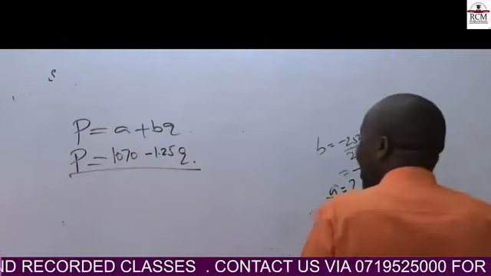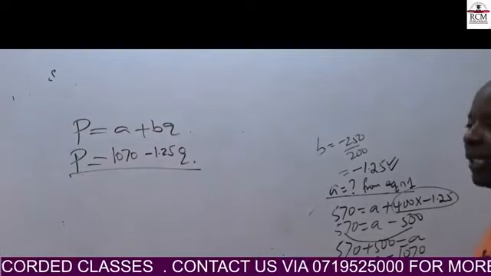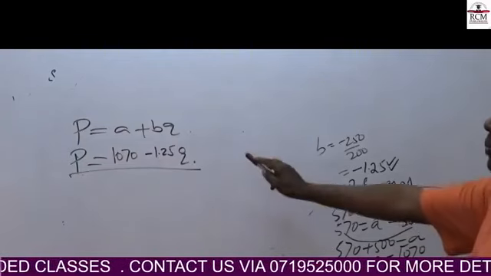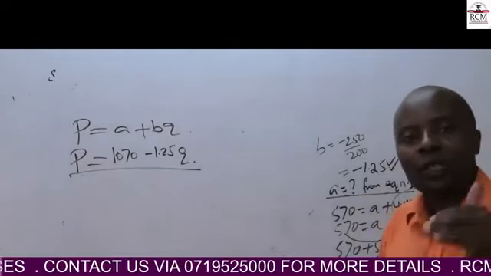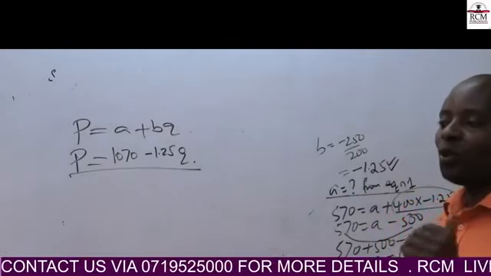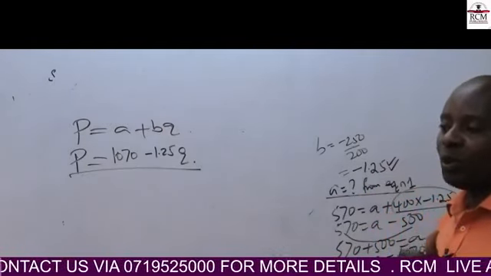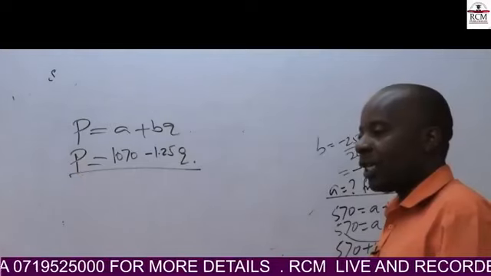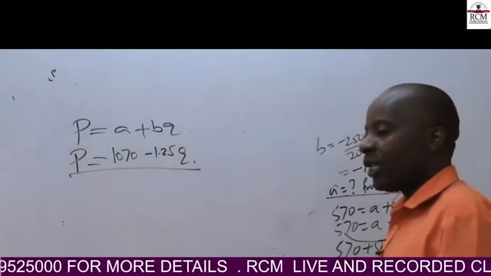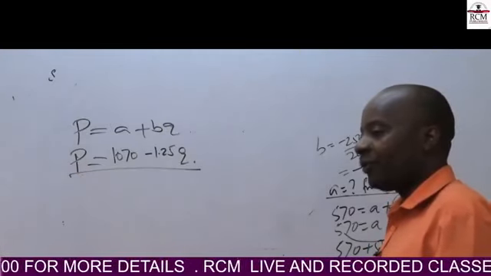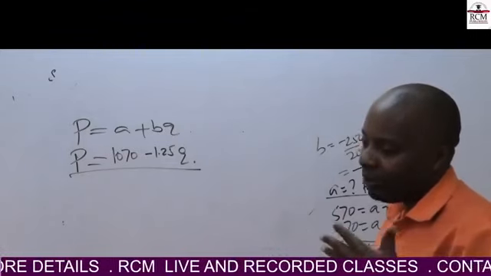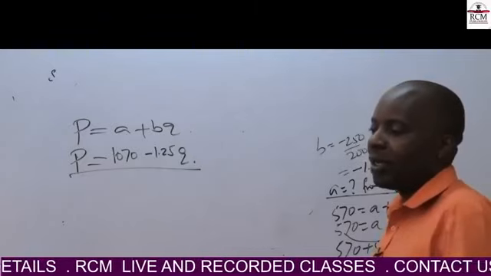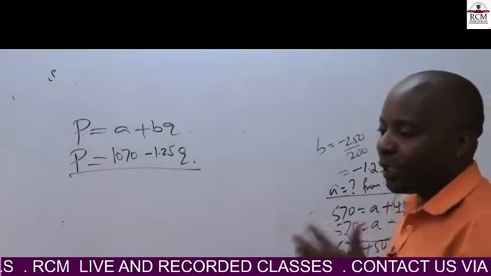But I appreciate that that is not what they wanted me to get. If you read the question very well, they wanted us to give them the revenue. So what do I do to be able to get this revenue? Multiply with Q.